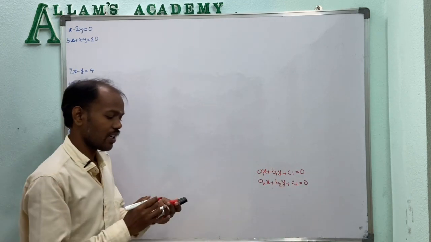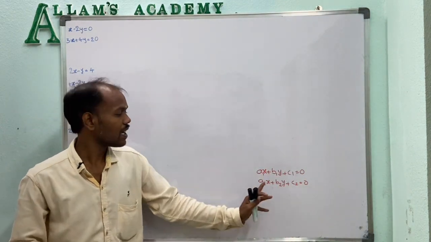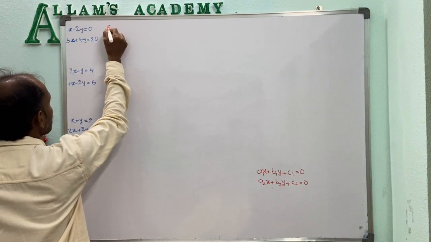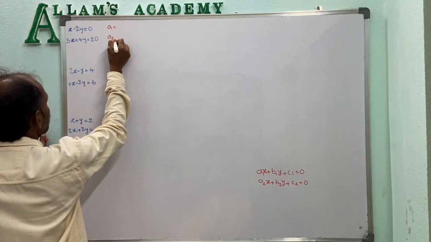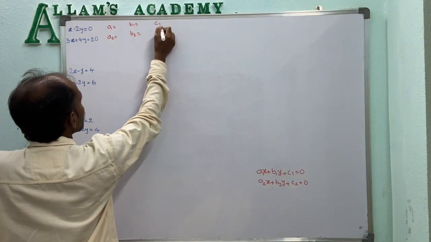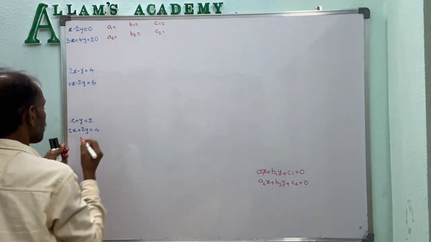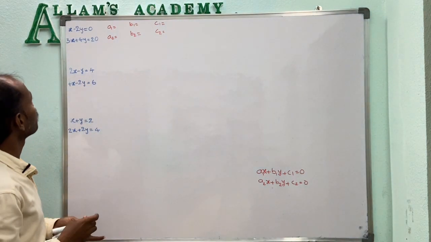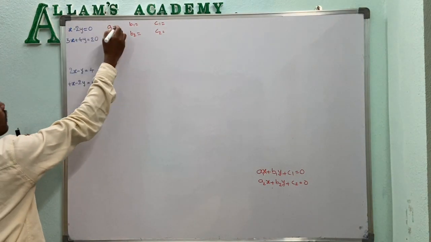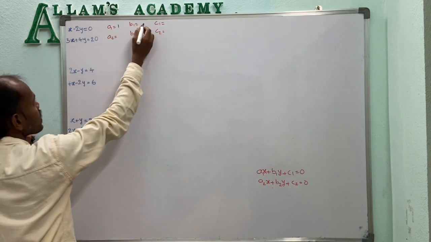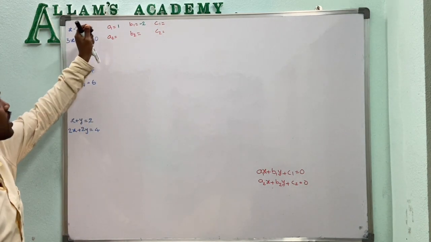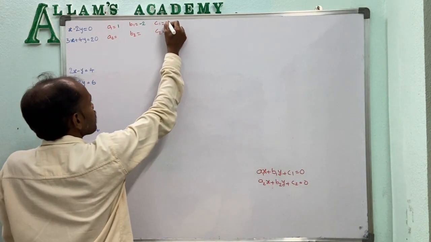So now we write the coefficients a1, b1, c1 and a2, b2, c2, the x and y coefficients, first for the first equation. For the first problem, x minus 2y equal to 0: the x coefficient is 1, the y coefficient is minus 2, that is b1, and c1 is the constant term. Here the constant term is not there, so that is nothing but 0.